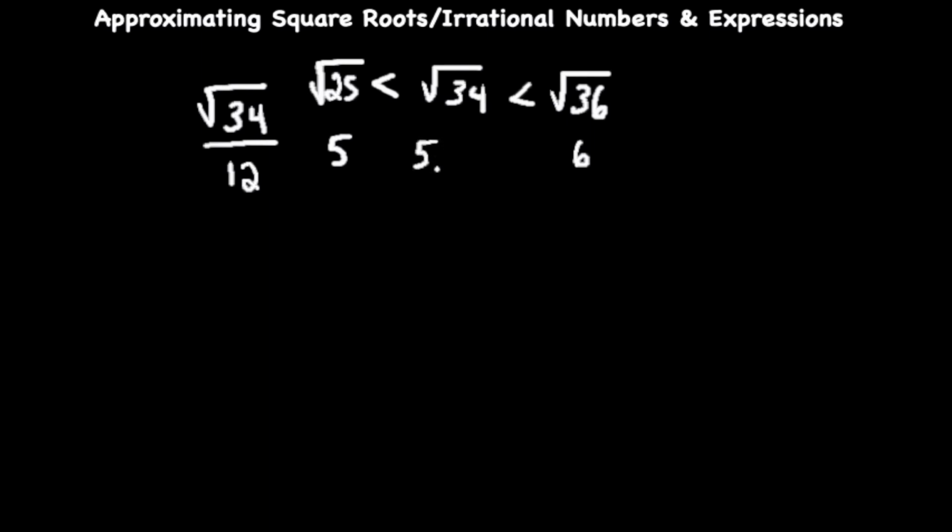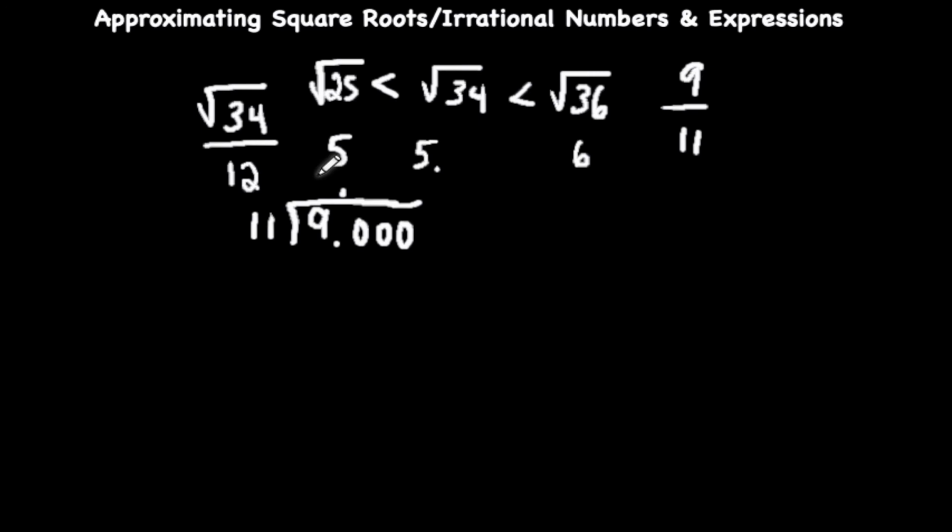So we're going to determine how many units away the square root of 25 is from the square root of 34, which we know is 9 units away. And that's divided by the distance from the square root of 25 to the square root of 36, which is 11 units away. So now what you're going to do is divide. 9 divided by 11 will go out 3 decimal places to the right. Bring up your decimal point.